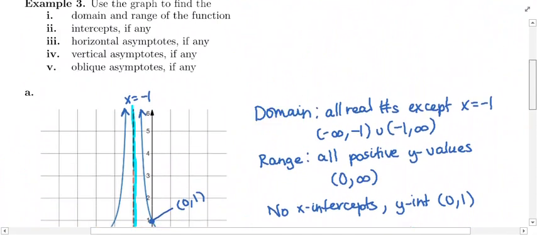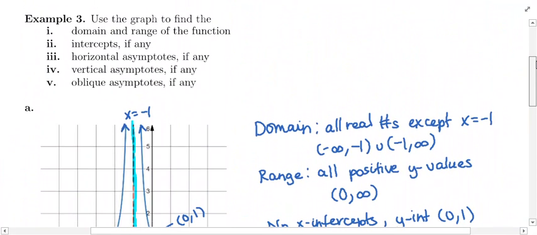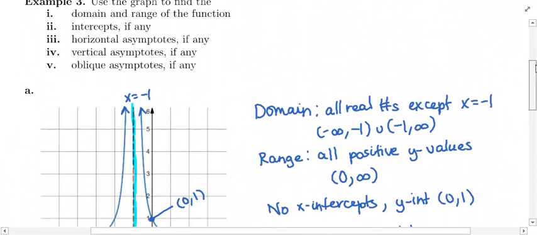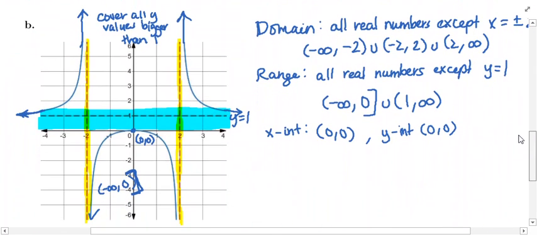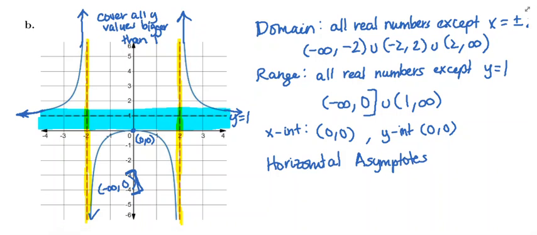All right, what do we have to write down next? Let's go back to our long list here. We've done domain and range, we've done intercepts. We need to write down the equations of the horizontal asymptotes. We definitely have horizontal asymptotes. I'm thinking vertical here. Horizontal asymptotes, that's left to right. We've got one horizontal asymptote, and that is going to be in blue.